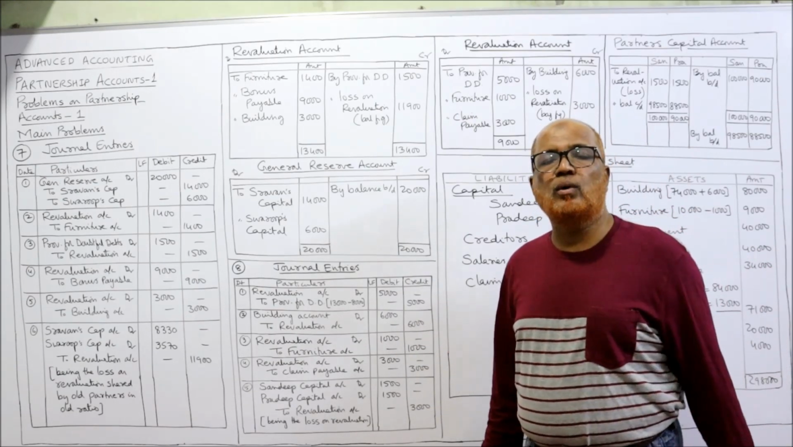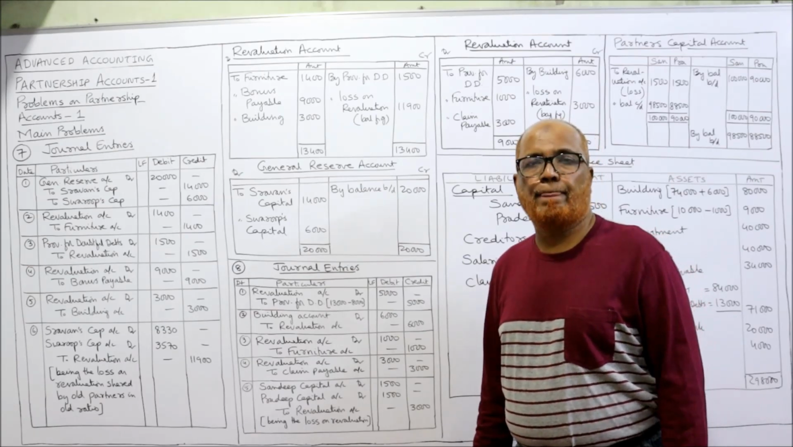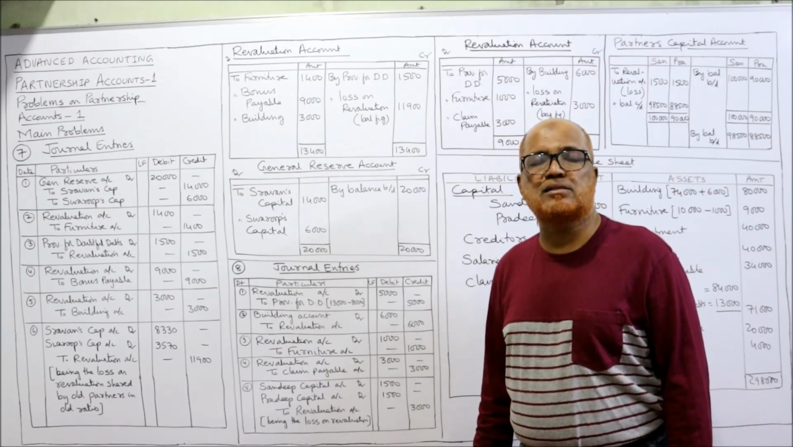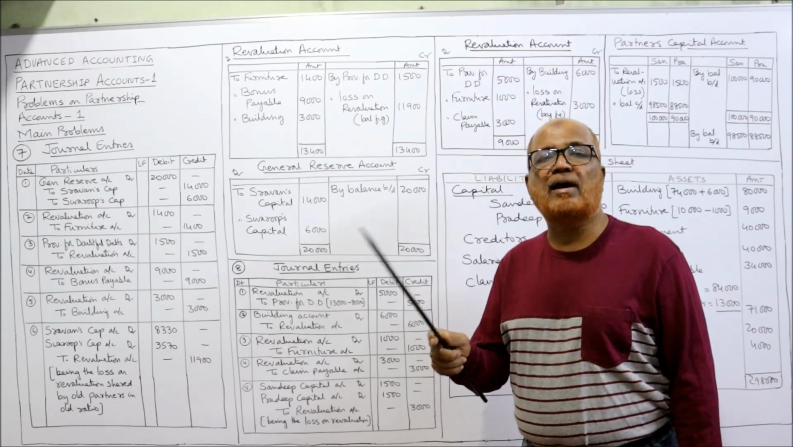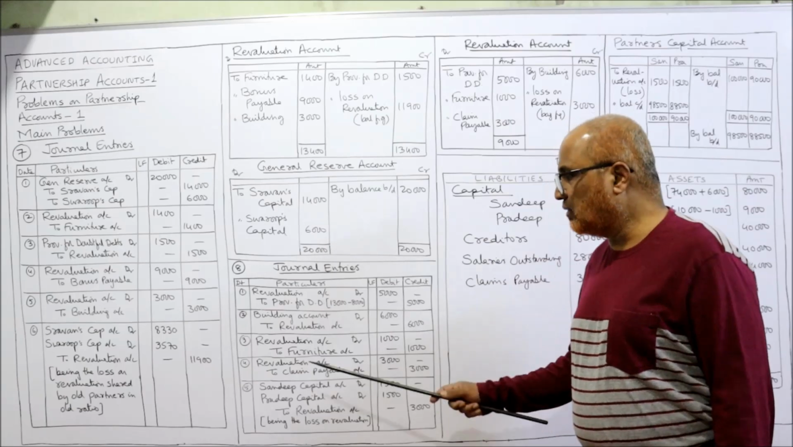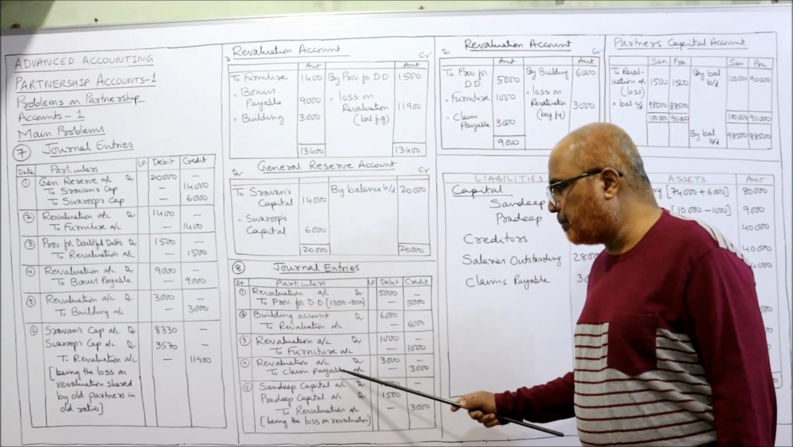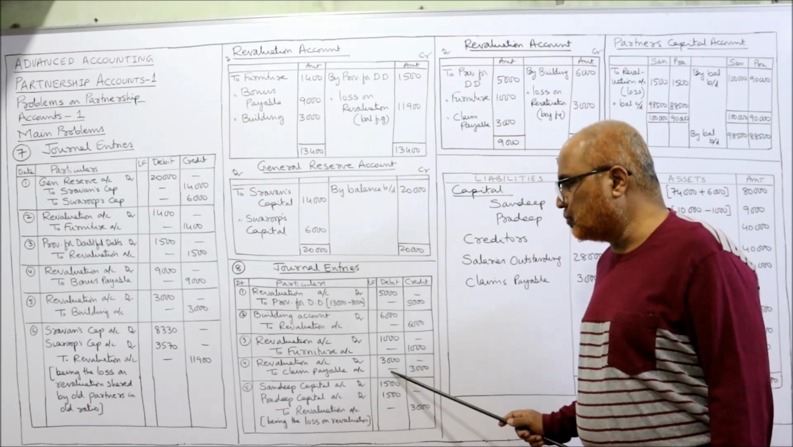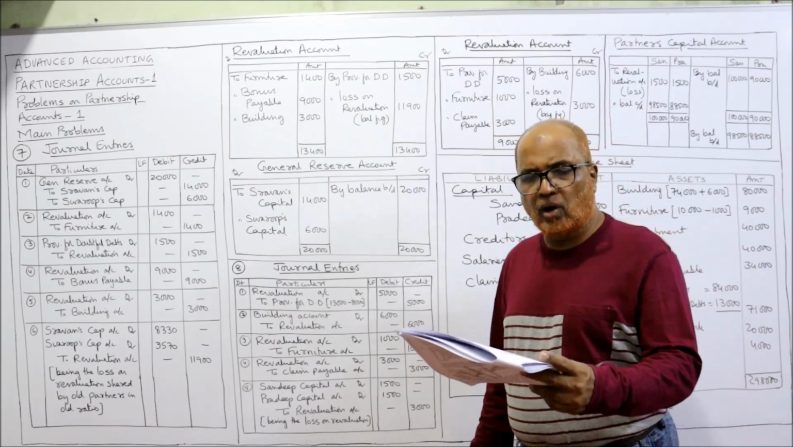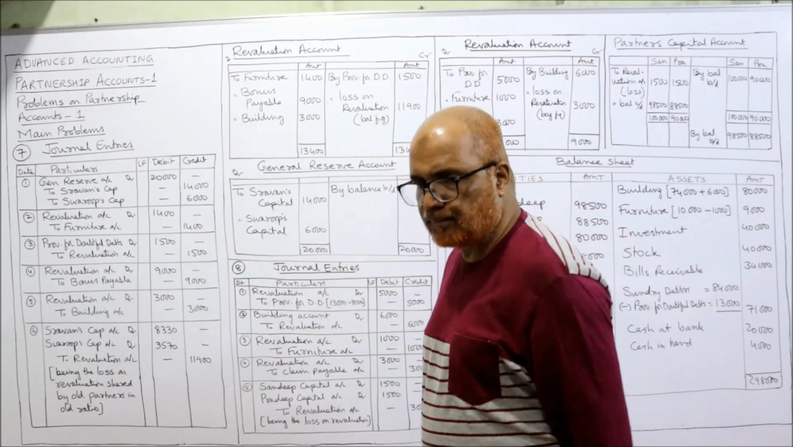Last one is a new liability, claim payable. Liability will show credit balance. The claim payable should be credited. Revaluation should be debited. So entry will be revaluation account debit, claim payable credit, 3,000. Being a new liability brought into books. That's all. All the adjustments we have done.